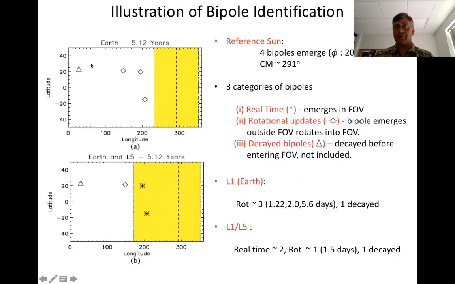The third classification of dipoles are those which we call decayed dipoles that are not included in any of the limited field of view simulations. This is because they emerge too far away from your field of view such that they've decayed by the time that they would come around and therefore can't be included.